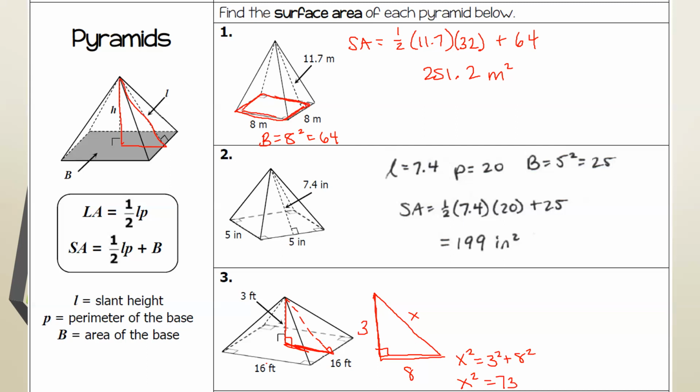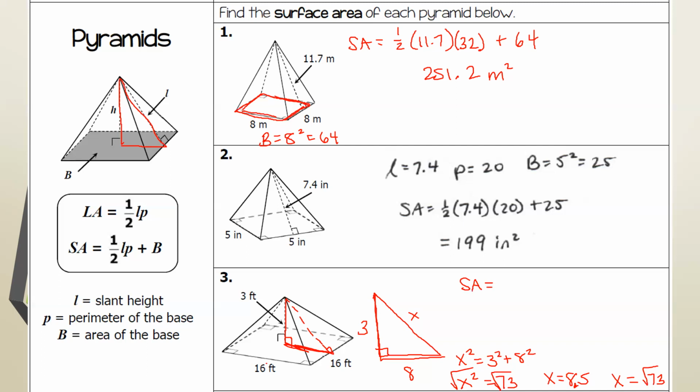Now you have 2 choices here. You can take the square root of 73 and say that x is about 8.5. Or if you want a more exact answer, you can say that x is equal to the square root of 73. Okay, I actually used 8.5 on this. I don't know why I didn't go with square root of 73. Either way, we're going to get a very similar answer.